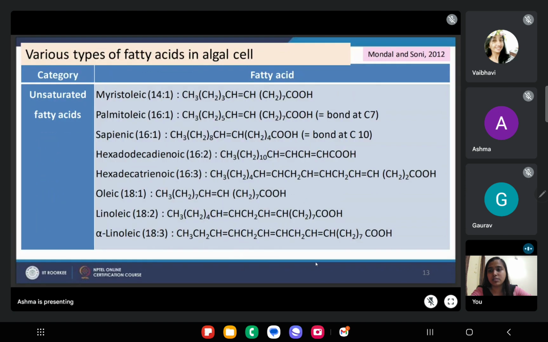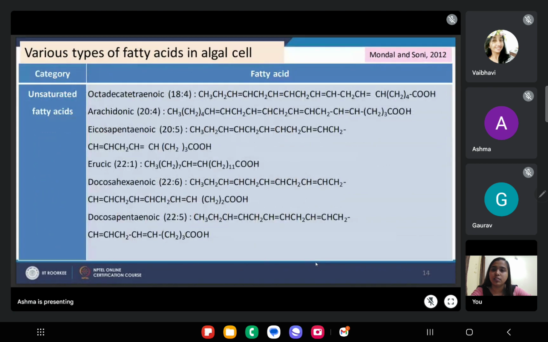Next, we can have unsaturated fatty acids. Unsaturated are the ones which have double bond in their chain. Some of the unsaturated are myristoleic and others. These are also the unsaturated fatty acids.